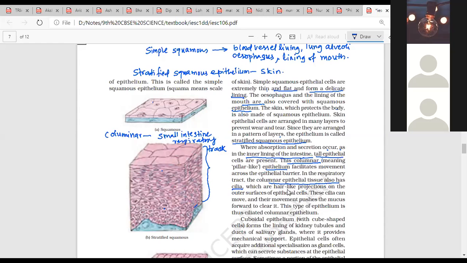What is cilia? Hair-like projections on the outer surface of epithelial cells. These cilia can move, and their movement pushes the mucus forward to clear it. This type of epithelium is thus called ciliated columnar epithelium, present in the respiratory tract.